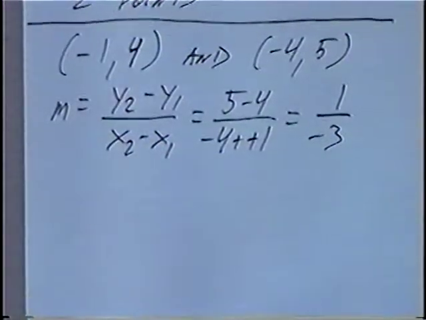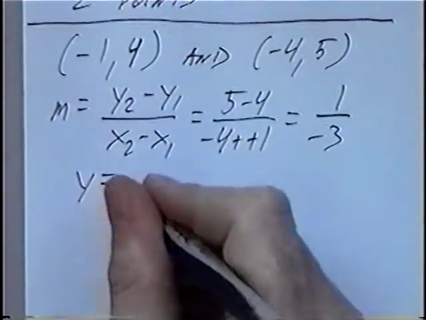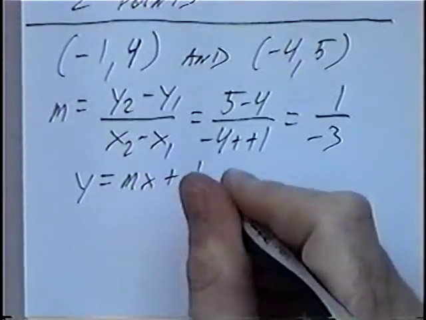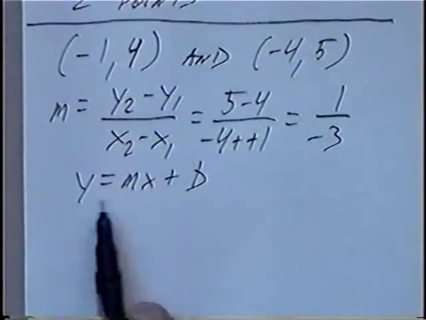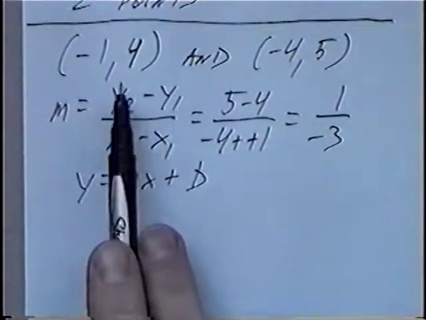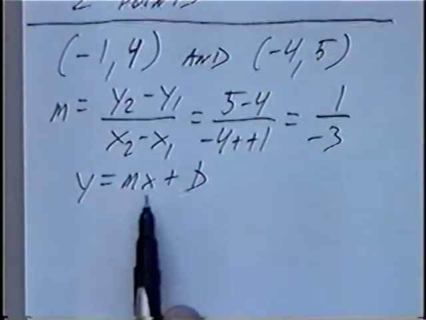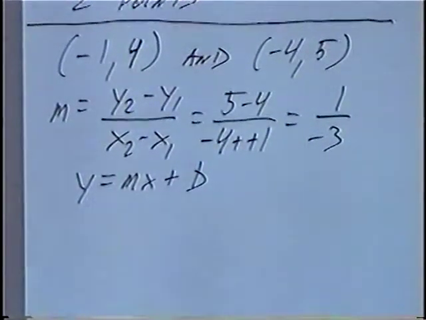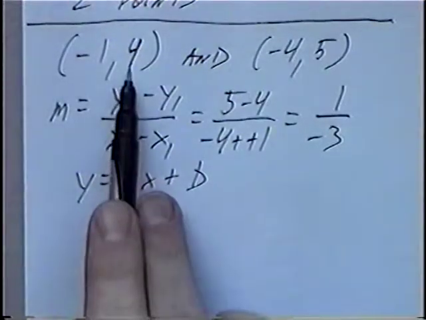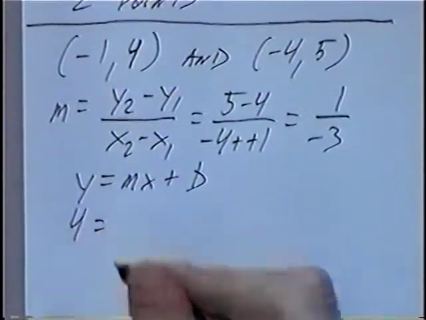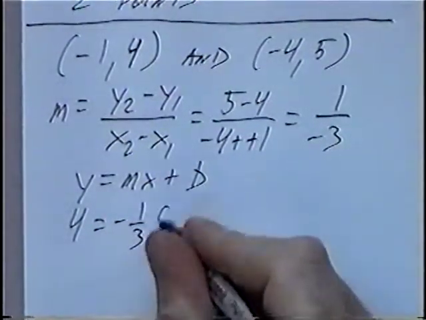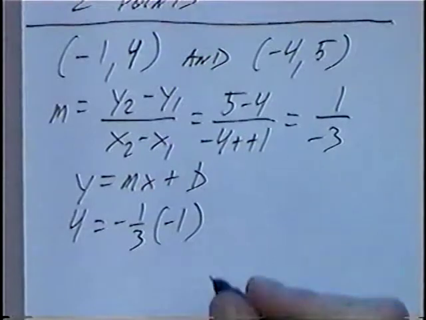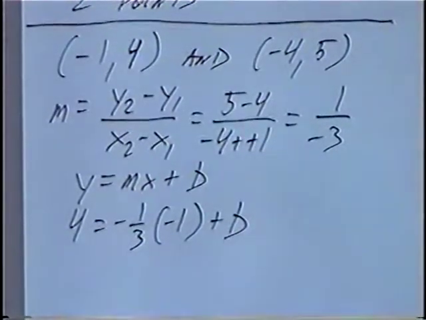Once we have the slope m, then we can use the equation y equals mx plus b to find out what b is, or find the y-intercept. Just like in the previous section, we'll plug in numbers for x and y. Since we have 2 points, we can use either point to get the correct answer. For example, we can use the first point. The y value would be 4. The m we found was negative 1/3. X is negative 1, and plus b.